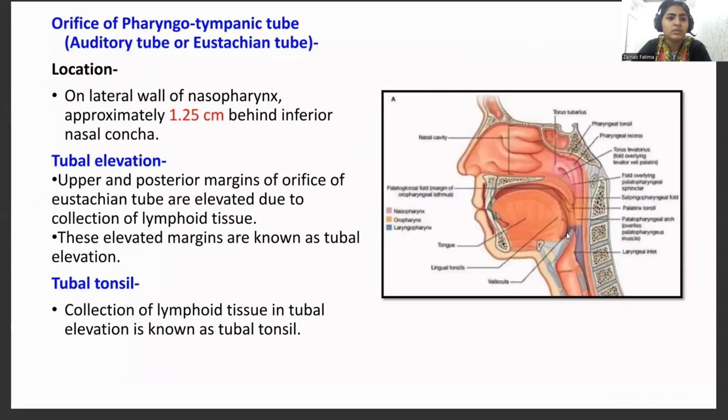Now we'll go to the auditory tube. It is located on the lateral wall of the nasopharynx, approximately 1.25 centimeters behind the inferior nasal concha. Tubal elevation: the upper and posterior margin of the orifice of the tube is elevated due to a collection of lymphoid tissue, and this elevated margin is known as the tubal elevation. The tubal elevation is also known as the tubal tonsil.